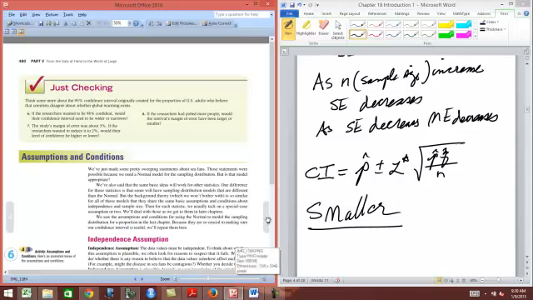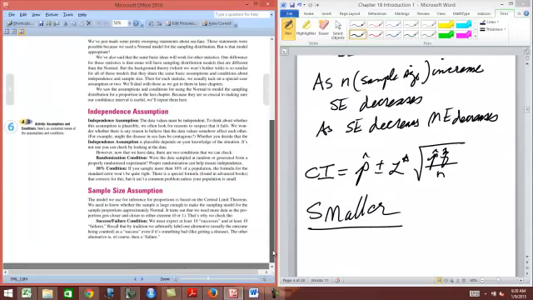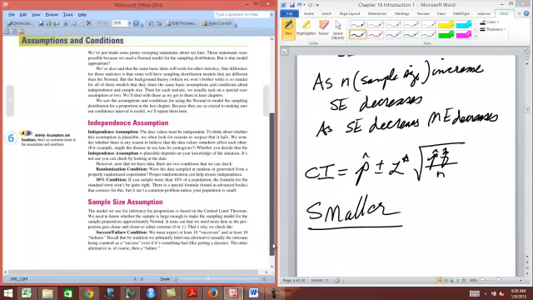Okay, assumptions and conditions. No difference. Okay, independence, random. Not too big and not too small, np and nq. Okay? And that is it.